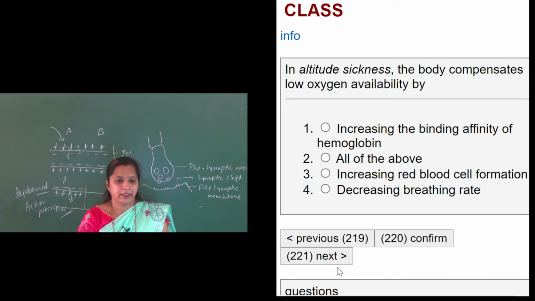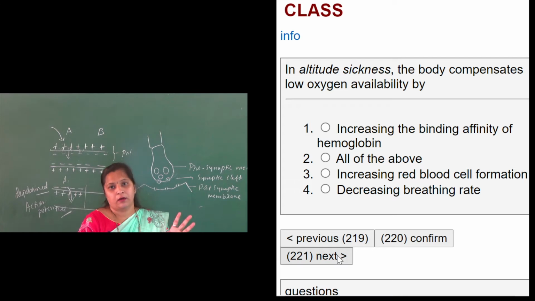So what happens here, in altitude, if we move on to a high altitude place, the body starts experiencing symptoms like nausea, that is nothing but a vomiting sensation, fatigue and heart palpitations. So these symptoms develop when we go to a high altitude, no? These symptoms are called altitude sickness.